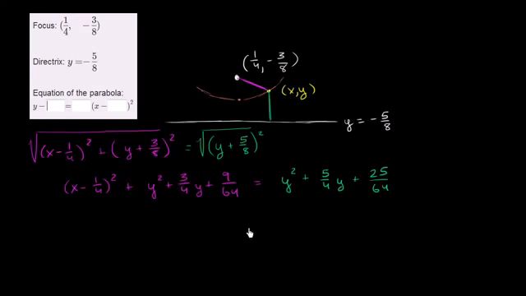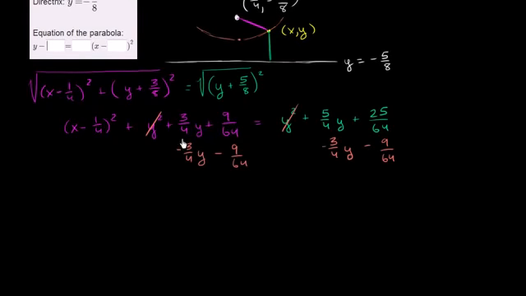Now let me see if I can simplify it. I have a y squared on both sides, so I can cancel those terms out. So y squared, y squared. Let me subtract 3/4 y from both sides. And let me subtract 9/64 from both sides. Minus 9/64, minus 9/64. Make sure we have a little more space. So that's going to be gone. That's going to be gone.